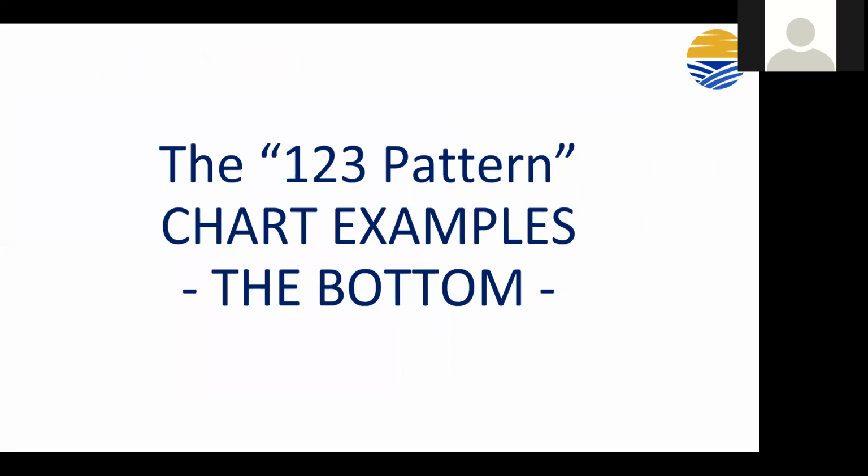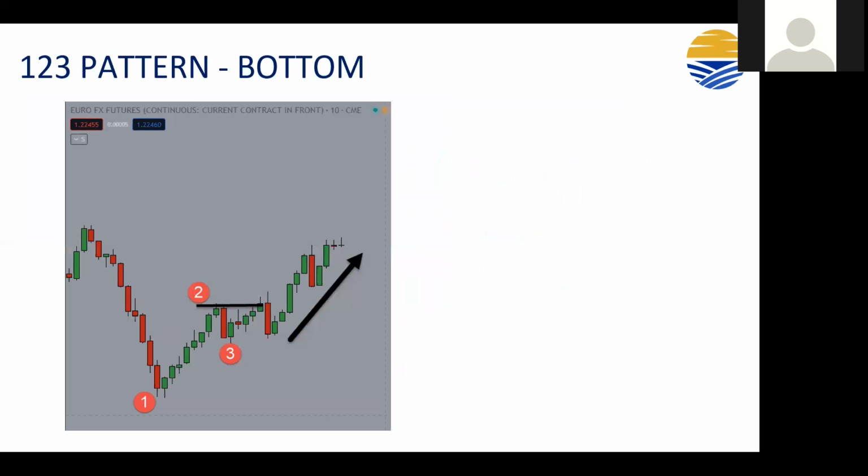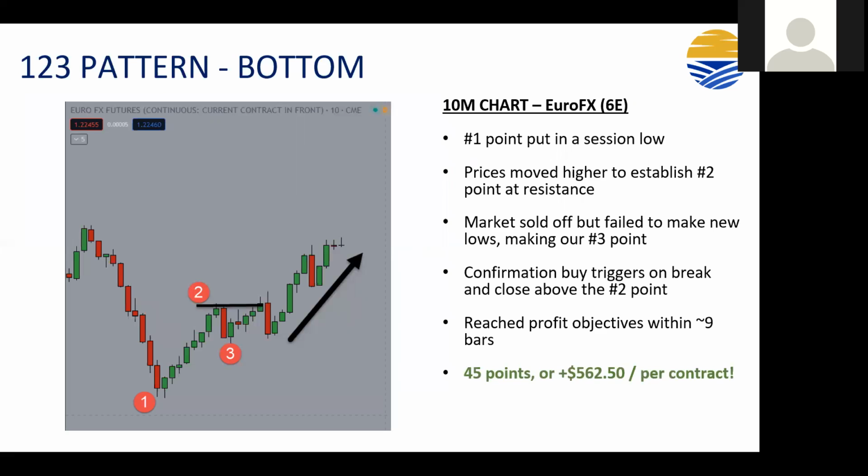Let's look at some 1, 2, 3 bottom examples. This is a 10-minute chart of the Euro FX, the 6E. Now, on an intraday chart, whether it's a tick, 1 minute, 5 minute, 10 minutes, so on, we're obviously not going to be looking for 52-week highs or 52-week lows. That wouldn't make much sense. On an intraday chart, what we're looking for are what we call session lows or session highs. Well, how do I define a session high or session low?